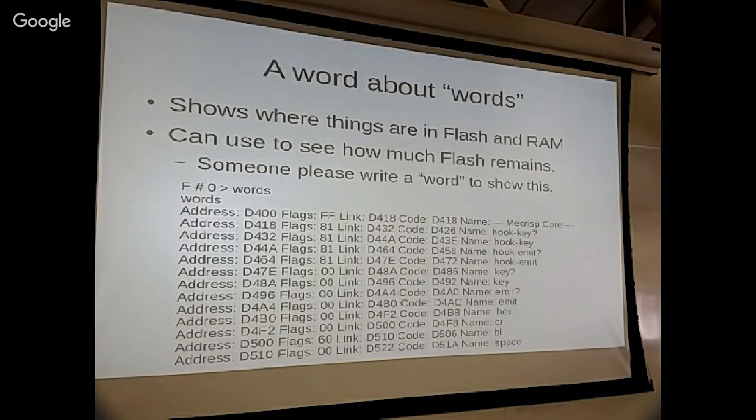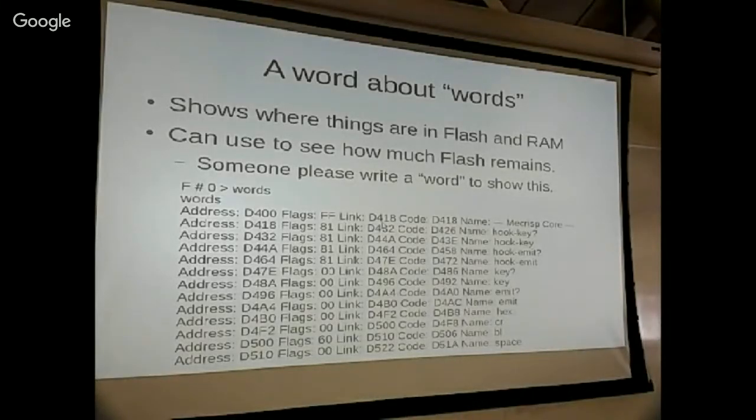A word about words. Well, I already told you about the definition of words. But there is a Forth word that shows where things are. I didn't show the whole output of this because it's pretty long, but it shows where things are in memory. I hope the pointer shows up reasonably well here. It shows flags, and flags have to do with optimization, which I'm not going to talk very much about. You can learn all about it by reading the source code and the documentation that comes with Mecrisp.